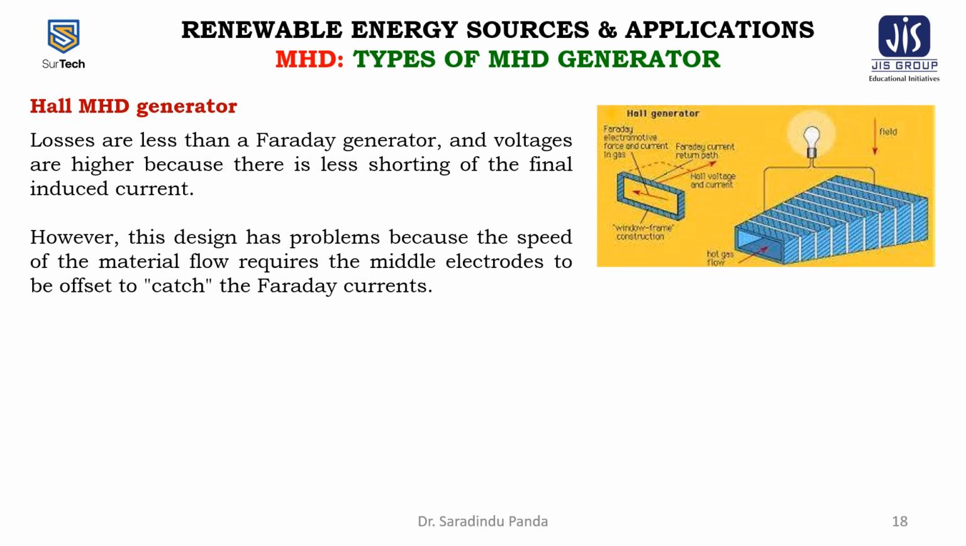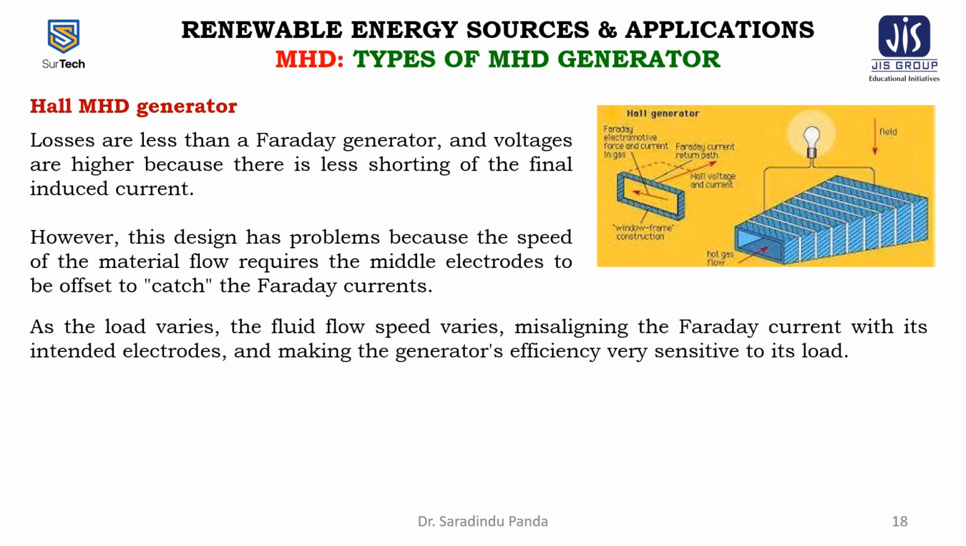current. However, this design has problems because the speed of the material flow requires the middle electrodes to be offset to catch the Faraday currents. As the load varies, the fluid flow speed varies, causing misalignment of the Faraday current with its intended electrodes and making the generator's efficiency very sensitive to its load.